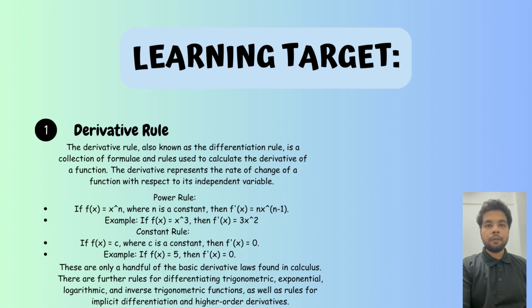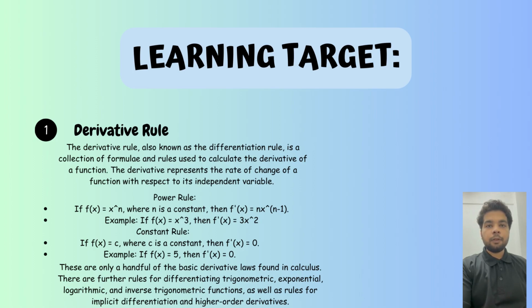Power rule is an example of a derivative rule. If f(x) is equal to x to the power n, where n is a constant, then f prime x equals n x to the power n minus 1. Example, f(x) equals x cubed, then f prime x equals 3x squared.